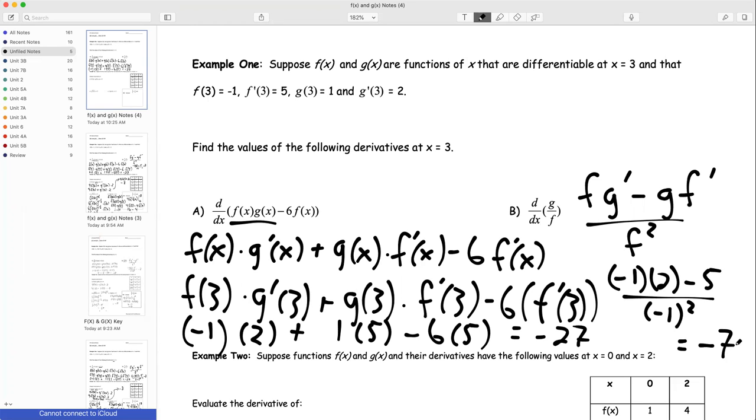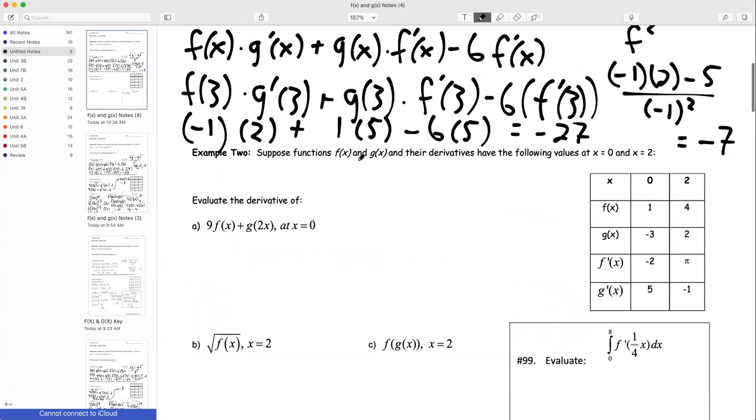Questions on either one of those two? I see these types of problems a lot on the AP exam, especially like the next one where they give you the two functions and ask you to do something, and then you have a chart with the values. All right, so let's take a look at that.